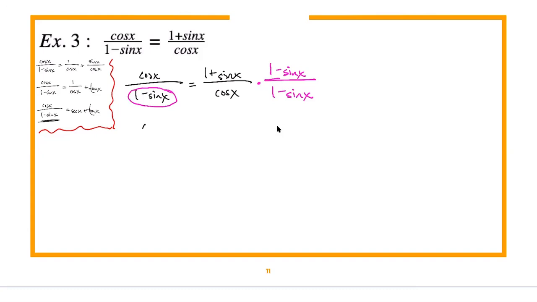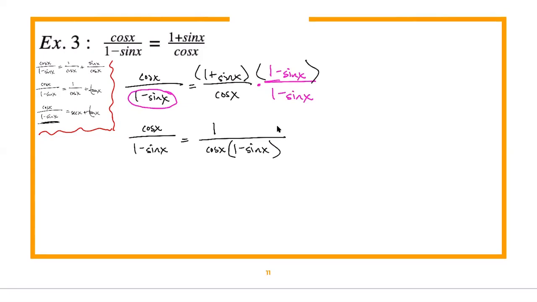So let's see what happens. Cosine x over 1 minus sine x equals cosine x times 1 minus sine x in this denominator. And I want to FOIL the top. So 1 times 1 will give me 1. And then the outers and the inners, it's sine x minus sine x, so that gives me 0. And then my last terms give me minus sine squared x. Okay.